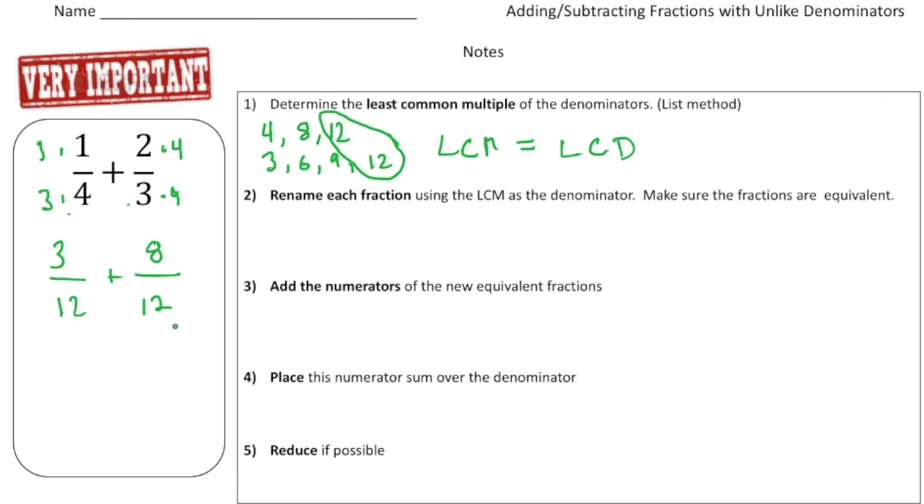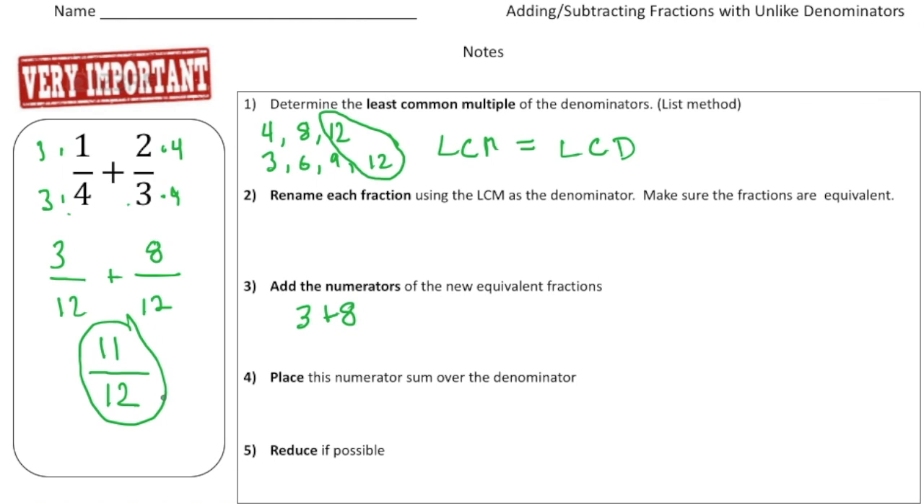Alright, now that we have the same denominator, and that the fractions are equivalent, now we can add the numerators. So I'm going to add the 3 and the 8, and that's going to give us an 11. And now, step 4, I'm going to place this numerator over the denominator. Alright, so our denominator is 12, so it's going to be 11/12. And then step 5, if possible, you reduce. Now 11/12 is reduced, so our answer, there it is.